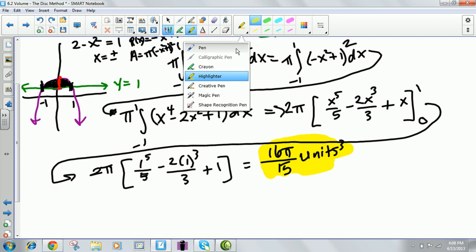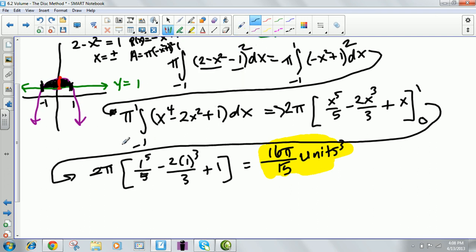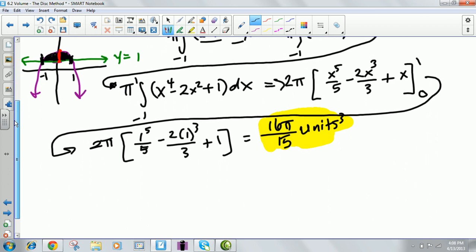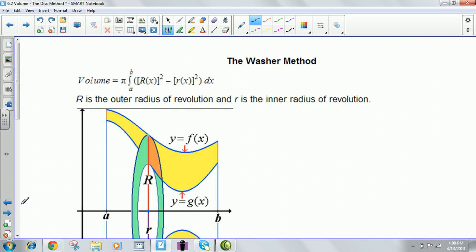And remember, even and odd functions, if you know that it's an even function, then especially if you can graph it and see that it is, then by all means split it in half and multiply by 2. It makes it a lot faster. So the washer method we actually just did. I did that one a little too soon, but that's okay.